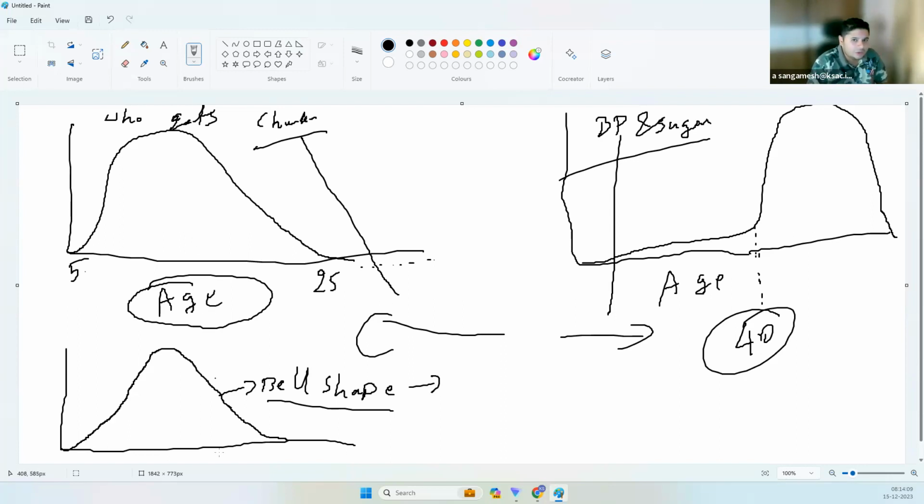So here you have this age, right? Here also you will have the age, but instead of 5 to 25, it will have some random numbers. You won't be able to identify those numbers, but it will be transforming the data.